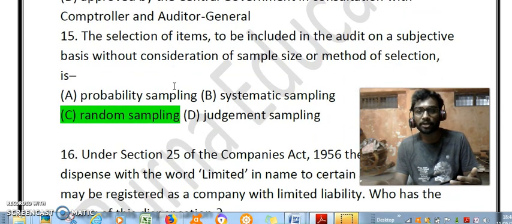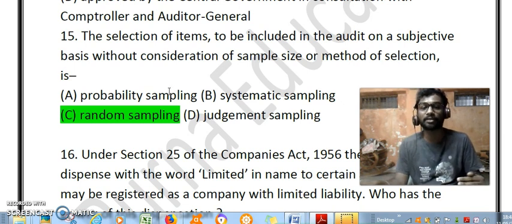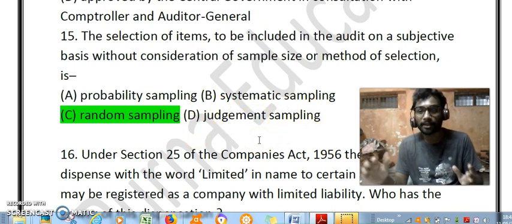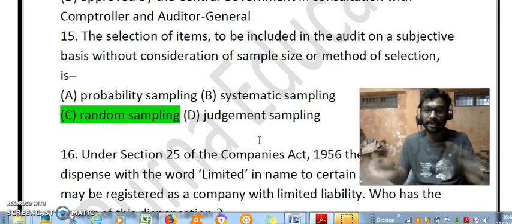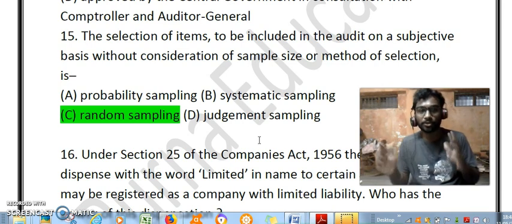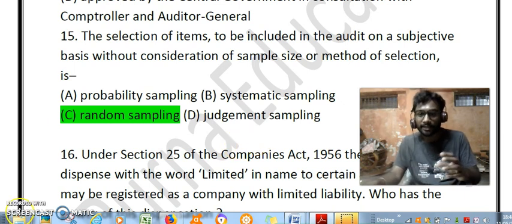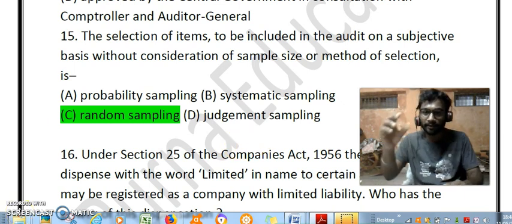Selection of items to be included in the audit on a subjective basis without consideration of sample size or method of selection is called as probability sampling, systematic sampling, random sampling, judgment sampling. So what does it mean? Here in the case of audit, there is no subjective basis, there is no sample size, but just on a random basis they are doing audit. These kinds of things are called random sampling. So random sampling is nothing but picking up of the items randomly from any place.